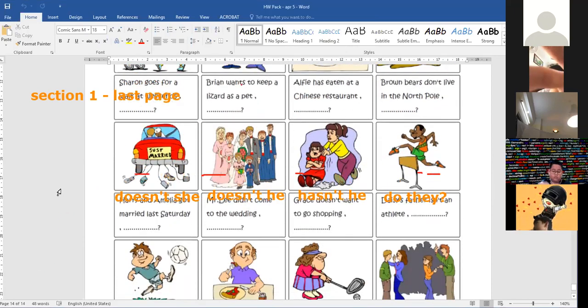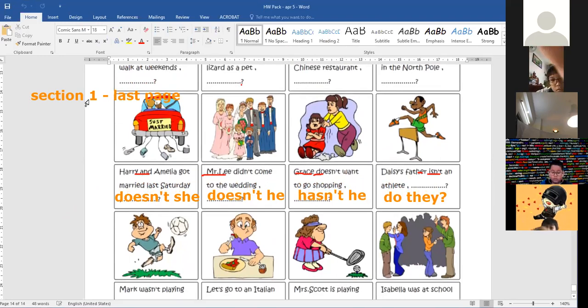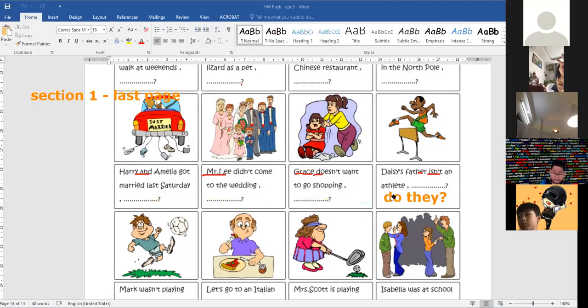Is this a new packet? No, this is section one, the last page in section one. There is not going to be a new packet. That's why I'm trying to sign all you kids up for quizzes so we can do these things online. Oh, okay.